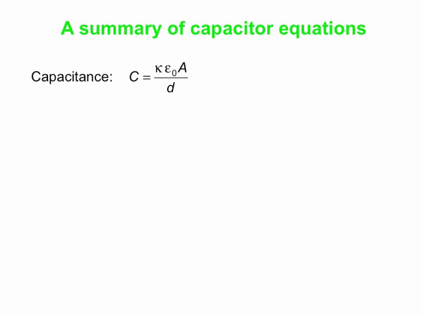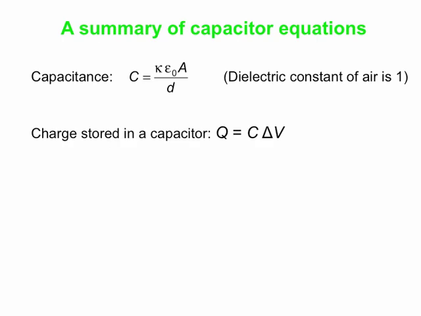Okay, now why do you use a capacitor? Remember, the dielectric constant of air is 1. Why do you use a capacitor? Because you're trying to store charge. The amount of charge stored is the capacitance times the voltage: Q equals C times delta V. Okay, double the voltage, double the charge. And you want to try and make the capacitance C as large as possible to store as much charge as possible for the same voltage.